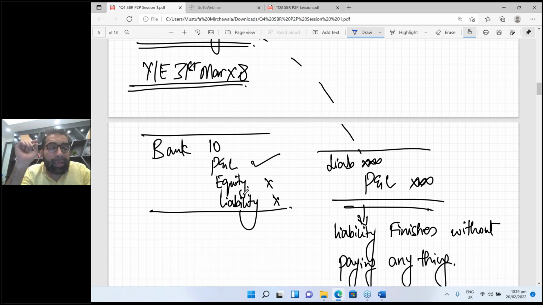Number two, did you give any ownership rights of your company to these tokens? No. Did you give any residual interest in the assets after deducting all liabilities? No. So this is not equity, this is not liability. So what is left? Income. This is income. We just earned it. No more obligations.